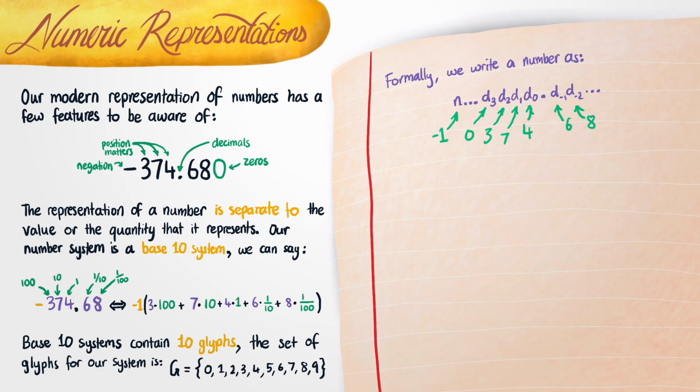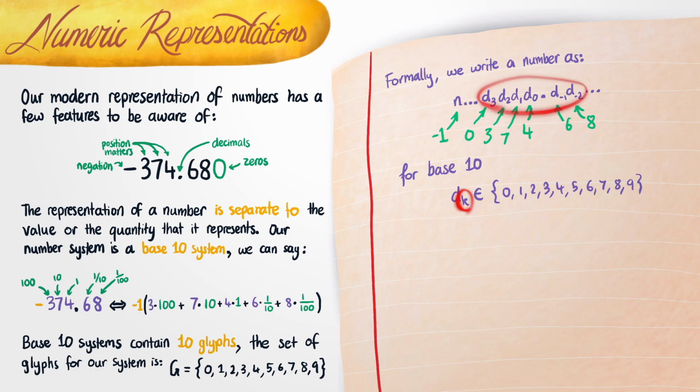Now, for a number to make sense, we have to define a base system. So in our case, we're going to define the base 10 numbers. It's going to have the glyphs that we talked about over here. Now, if we use those set of glyphs, we're saying that every single one of these d's has to be inside that set of glyphs. I wrote a k over here because it can apply to any one of these digits. And then finally, you can choose n to be either 1 or -1.